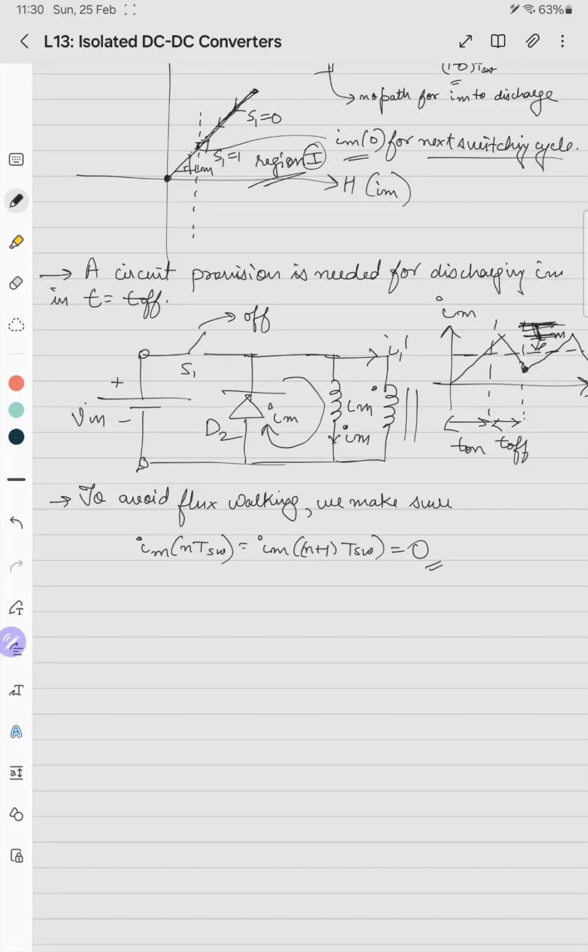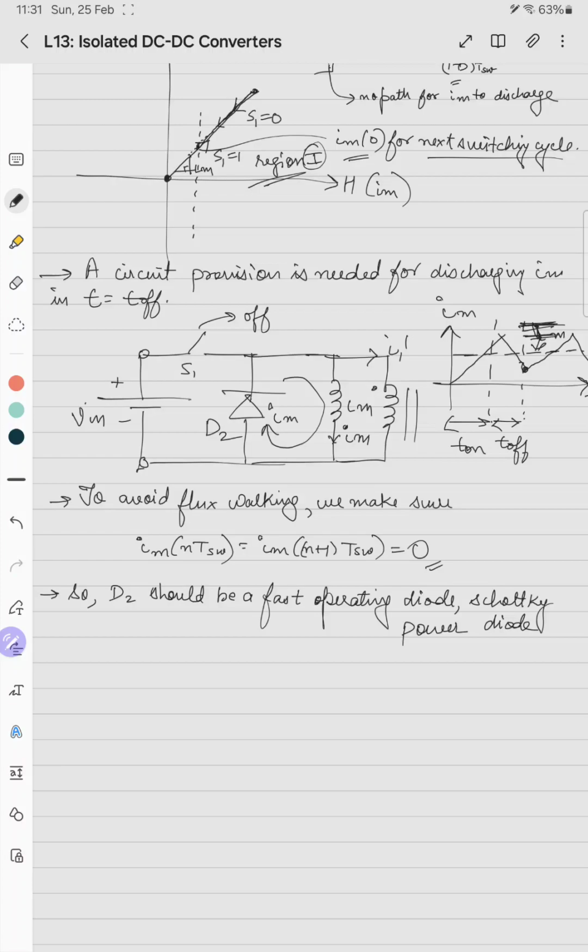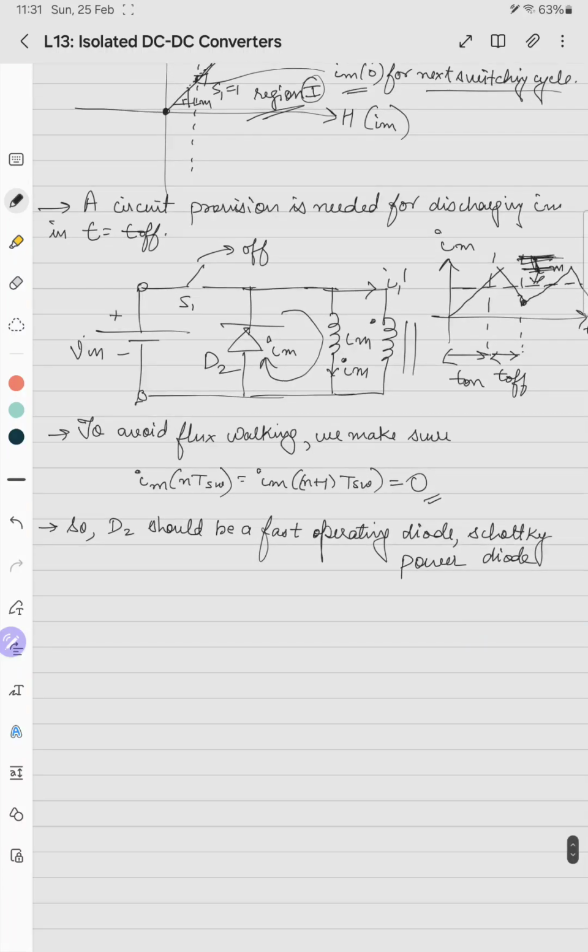Now what happens is this diode D2 should be a fast operating diode or Schottky diode, a Schottky power diode. So this diode should make sure that the current reaches 0. If the current becomes 0 exactly at the instant where T equals T switching, it is a continuous mode of operation for this converter.